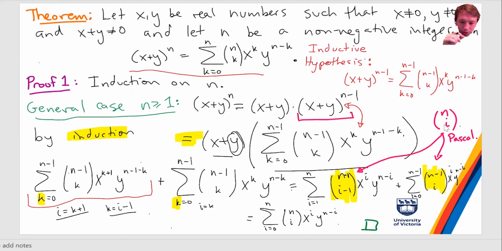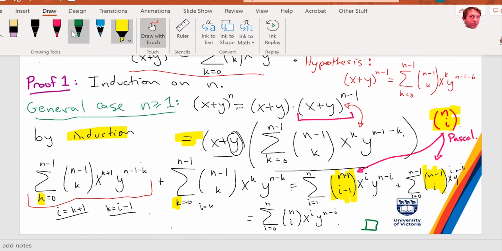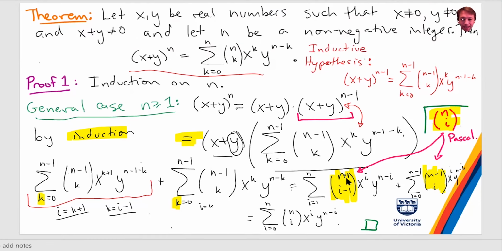It's still summing the same numbers. That's the key point. I wanted to give the index the same name in both sums to make it clear that I'm applying Pascal, because n choose i equals n minus 1 choose i minus 1 plus n minus 1 choose i. If I wrote n minus 1 choose i minus 1 and n minus 1 choose k, I think that would be even more confusing.